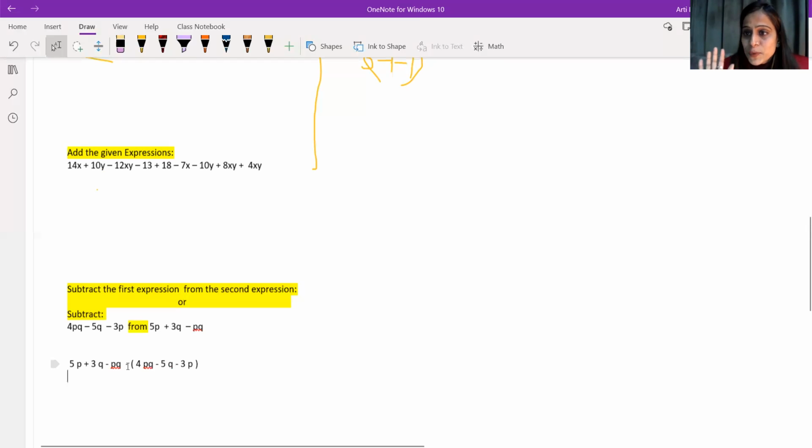Only one mistake the students do here is in making the expression, writing it in the form of expression. This conversion of statement in the form of expression. The statement is written subtract first from the second. So I will write second expression first. Then I'll put minus sign, then I'll put bracket. Then I will open the bracket and then I need to solve.